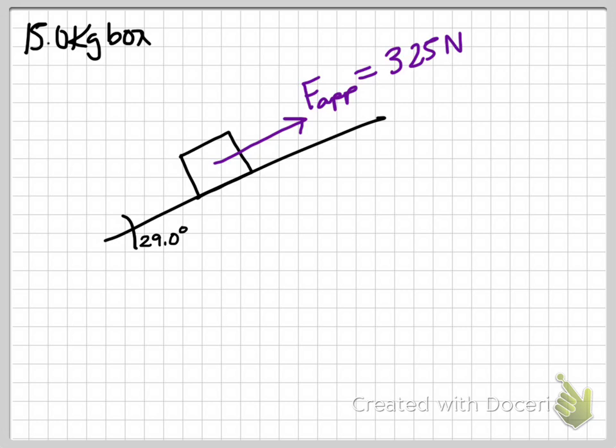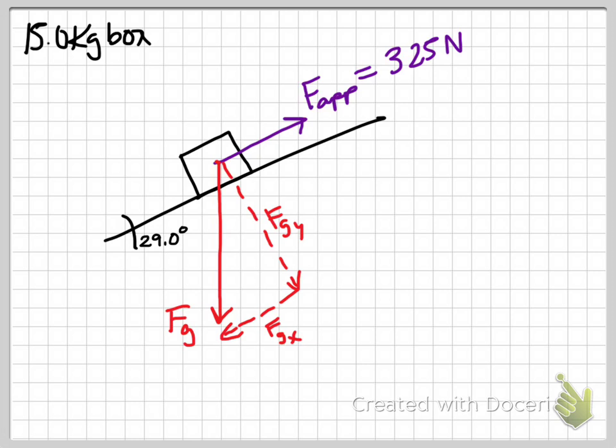So it's a 15 kilogram box. We have an applied force upslope of 325 newtons. Let's put in all our other forces. So I've got force of gravity, which I'm going to divide into force of gravity on the y, force of gravity on the x. I've got normal force. That's it. Do I have any other? Am I missing anything? I don't think so.